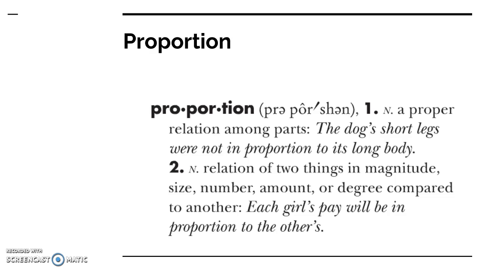Okay. Next is proportion. So this is something you might talk about in math. For example, a proper relation among parts. So in the example sentence there is, the dog's short legs were not in proportion to its long body. So in that example, sometimes maybe you see someone or something out of proportion. If someone has really long arms, you would say they're out of proportion. Or if they have really, really strangely long legs, but their arms are short, you would say that they were not in proportion.